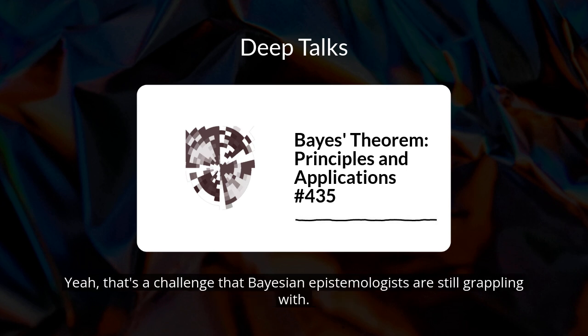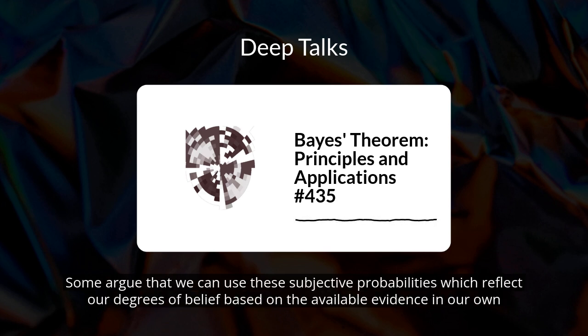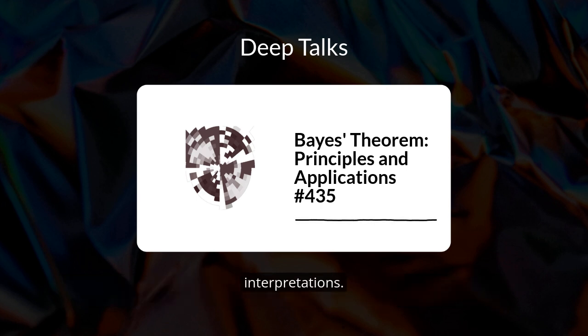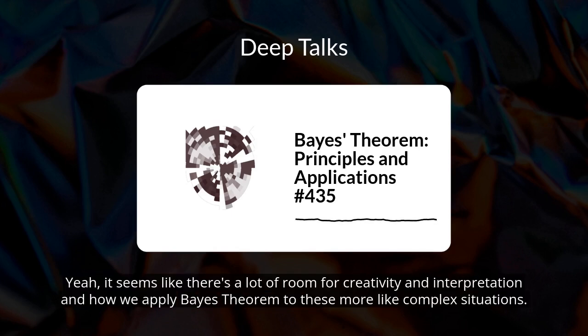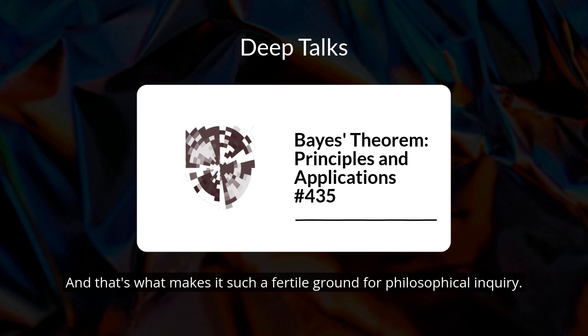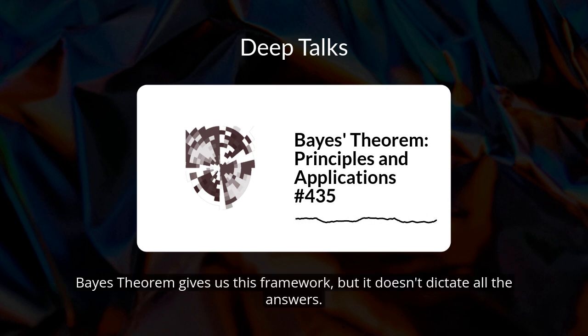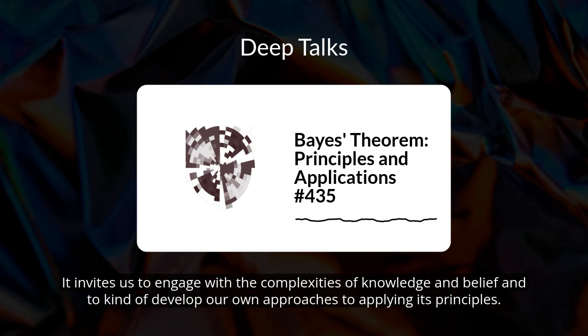How do we assign probabilities to things like historical events or philosophical concepts? That's a challenge that Bayesian epistemologists are still grappling with. Some argue that we can use subjective probabilities, which reflect our degrees of belief based on the available evidence and our own interpretations. Others suggest that we can develop more sophisticated methods for quantifying uncertainty and incorporating that into our Bayesian calculations. It seems like there's a lot of room for creativity and interpretation in how we apply Bayes' theorem to these more complex situations. Absolutely, and that's what makes it such fertile ground for philosophical inquiry. Bayes' theorem gives us this framework, but it doesn't dictate all the answers. It invites us to engage with the complexities of knowledge and belief and to develop our own approaches to applying its principles.